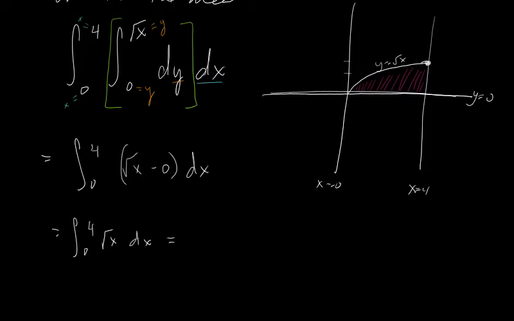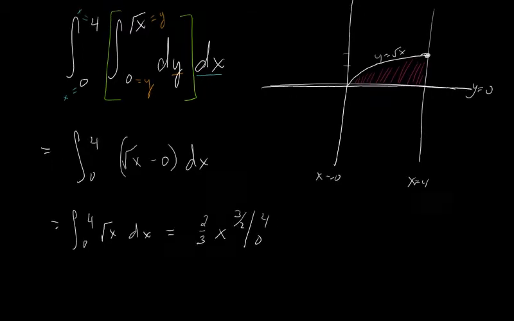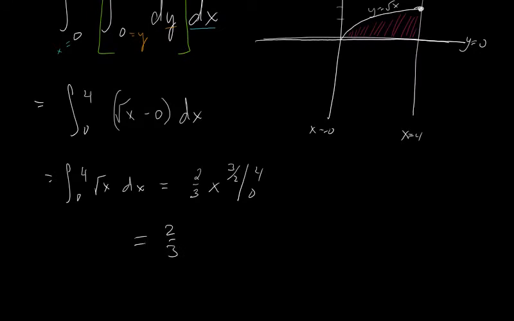Okay, so we add 1 to the exponent, so that exponent becomes 3 halves, divide by 3 halves, so we get 2/3 x to the 3 halves, evaluated from 0 to 4. So 2/3 times 4 to the 3 halves, minus, plug in a 0, we get 0. So 4 to the 3 halves is going to be 8, so that's going to be equal to 16/3. And of course that's units squared, whatever those units happen to be. So in an application problem, if we were given measurements, we would have to use the same units and keep our units straight.